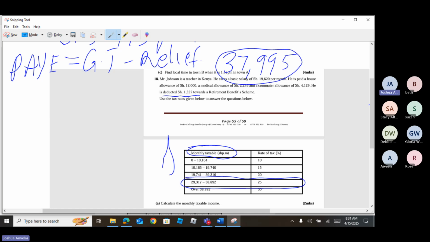You circle that band. The taxable income of 37,995 lies between 29,317 and 38,892.